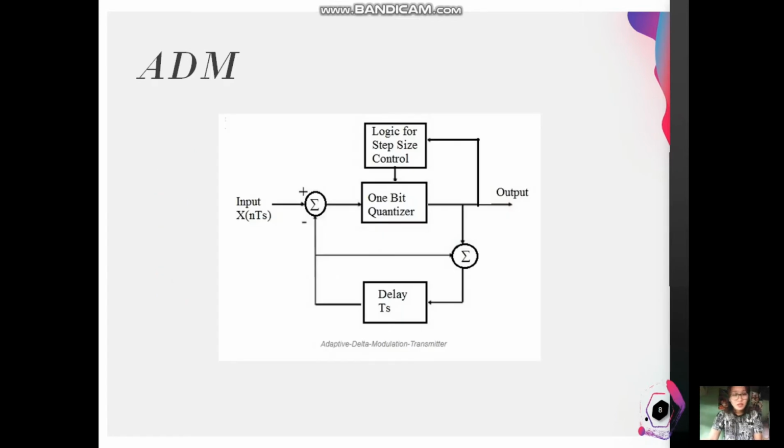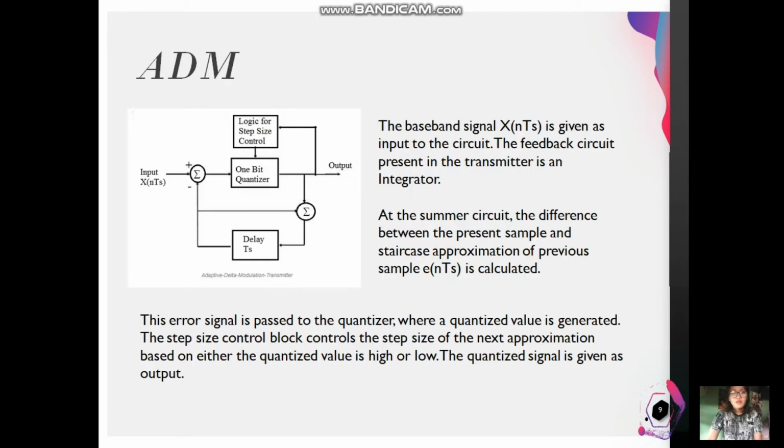In the slide, I present to you the adaptive delta modulation transmitter. You see in this transmitter circuit, it consists of a summer, a quantizer, a delay circuit, and a logic circuit for step size control. The baseband signal is given as input to the circuit.